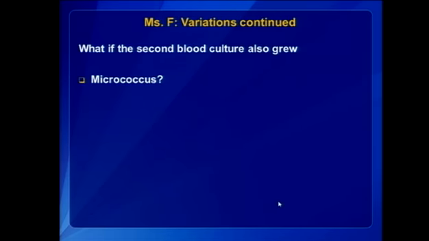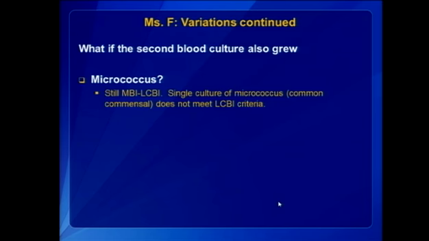What happens if the second blood culture, in addition to the Viridans group strep, also grew micrococcus? So one of the blood cultures grew micrococcus additionally. This is still an MBI LCBI because that single culture of micrococcus without a matching blood culture within 2 days does not meet the LCBI criteria. So it's considered a contaminant, and we would not exclude the MBI LCBI for that reason.